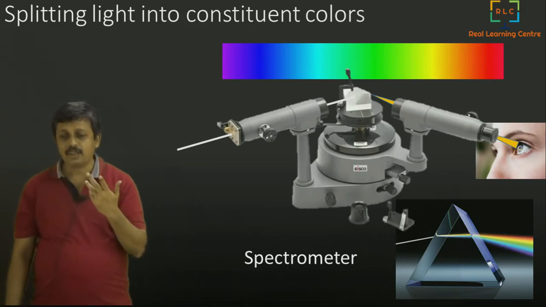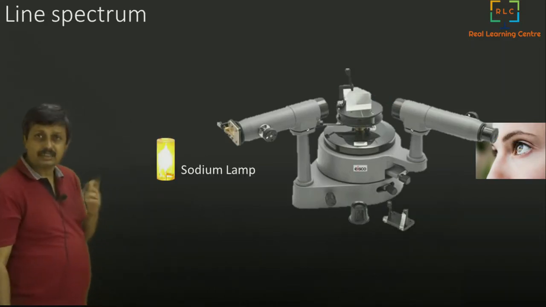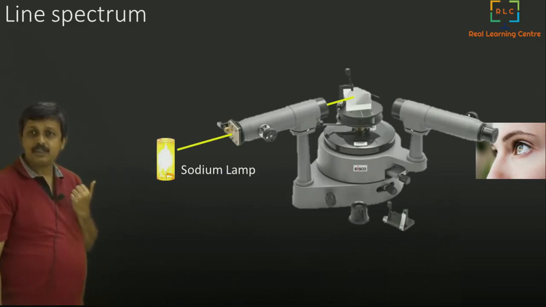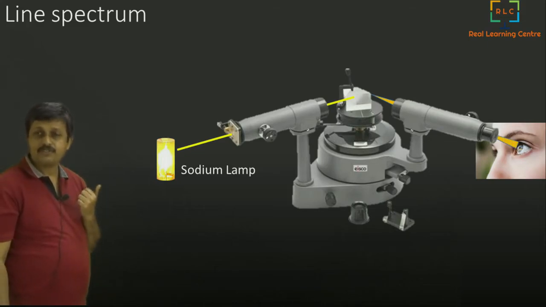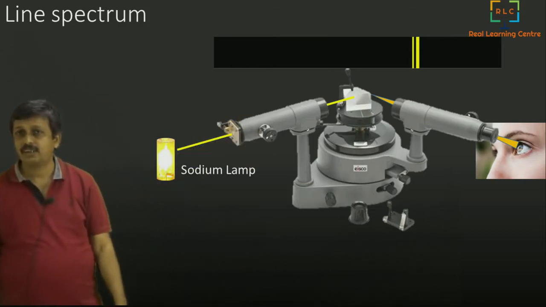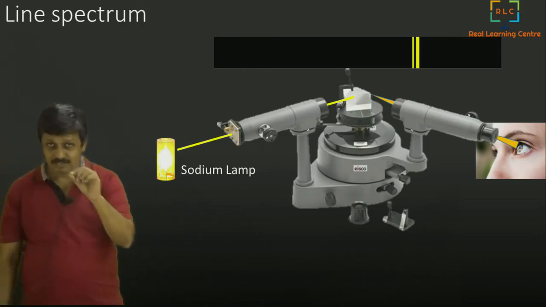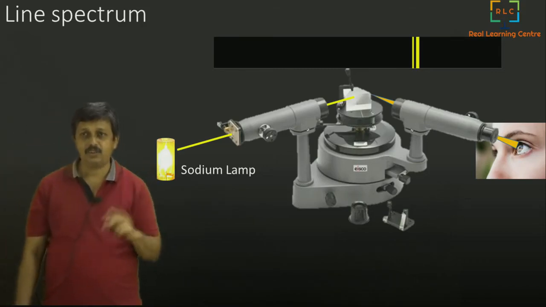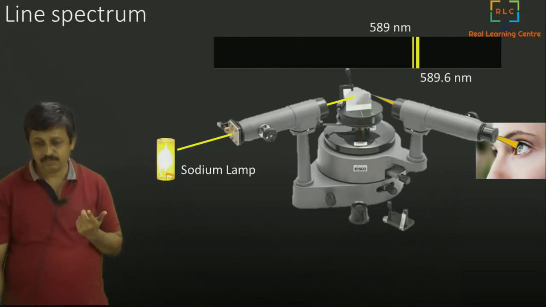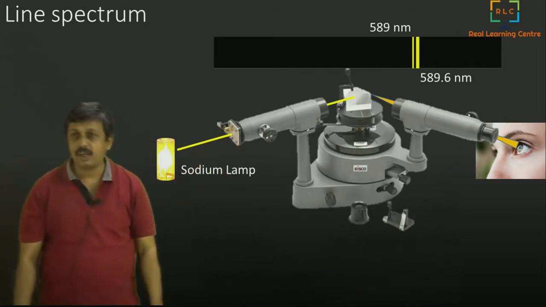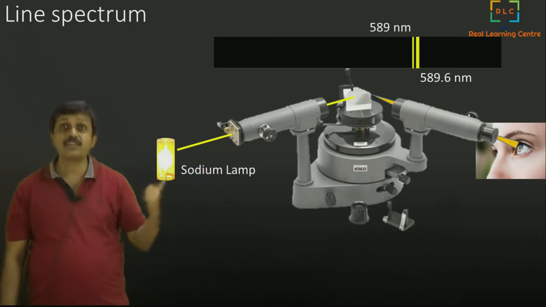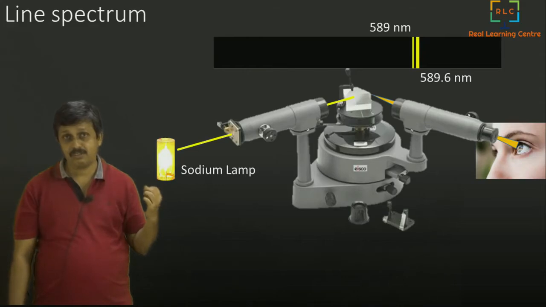Now if we take it a little further, instead of putting sunlight, we will put a sodium vapor lamp. If you put a sodium lamp and the light goes through in the same way, you actually see just two lines of sodium. These sodium lines are yellow lines, called the sodium yellow lines. If you very accurately measure the wavelengths of those lines, one of them is 589 nanometers, the other is almost 590, like 589.6 nanometers. Just two lines. That signifies that it is sodium. Sodium has exactly those two lines.